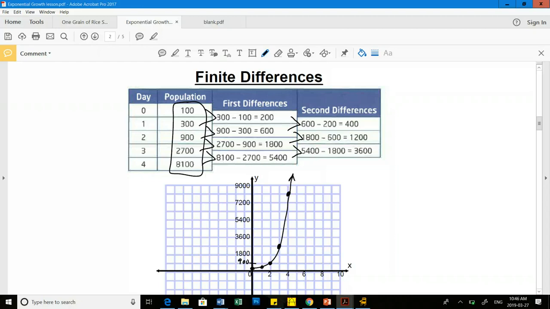Okay? So what do you guys notice about the values in the first differences that we got? 200, 600, 1,800, 5,400. What do you notice about how these numbers are progressing? Something about how they're progressing?